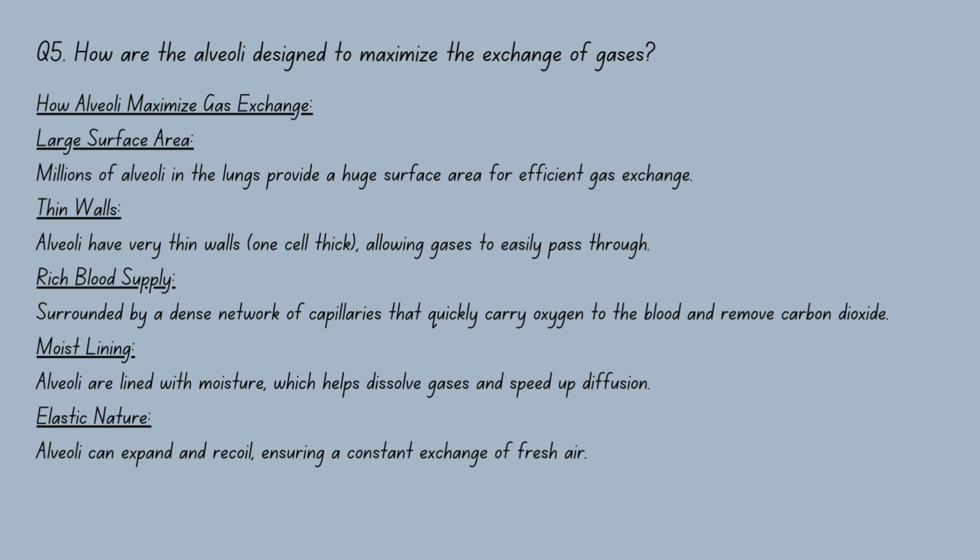Thin walls. Alveoli have very thin walls, 1 cell thick, allowing gases to easily pass through. Rich blood supply, surrounded by a dense network of capillaries that quickly carry oxygen to the blood and remove carbon dioxide. Moist lining. Alveoli are lined with moisture, which helps dissolve gases and speed up diffusion. Elastic nature. Alveoli can expand and recoil, ensuring a constant exchange of fresh air.